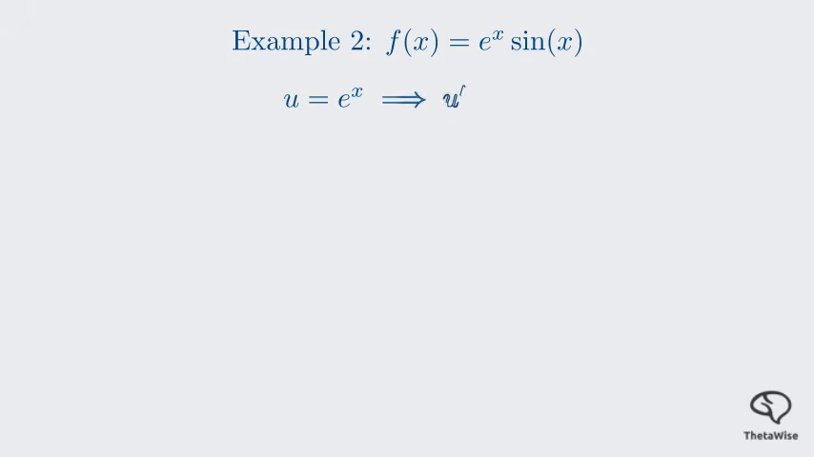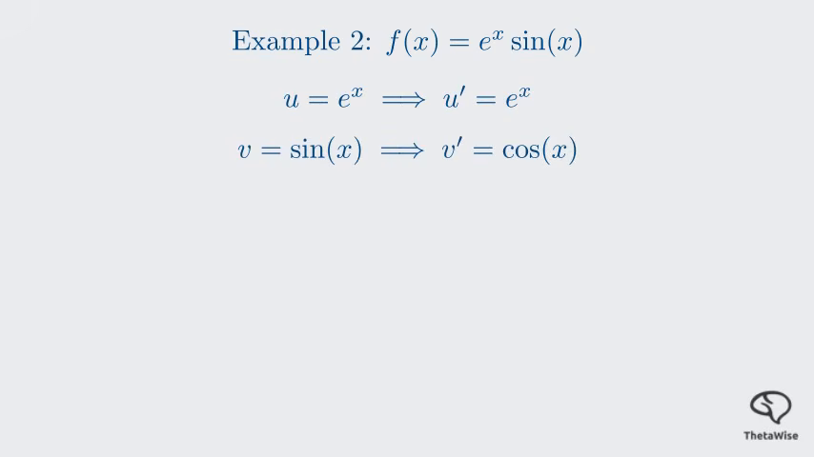Here's our second product rule example, involving a couple of different function types. Let's find the derivative of e to the x times the sine of x. Here, our first function, u, is e to the x, and our second function, v, is sin of x. So u prime is e to the x, because the derivative of e to the x is just e to the x, and v prime is cosine of x.